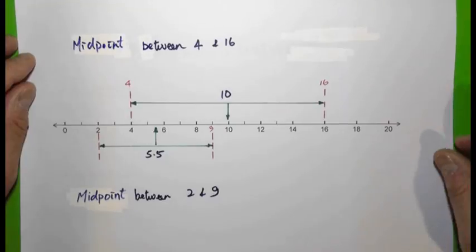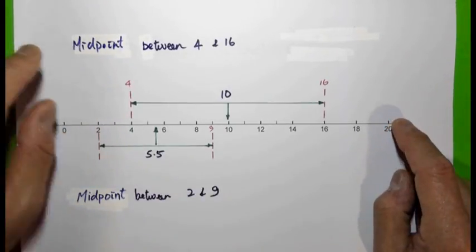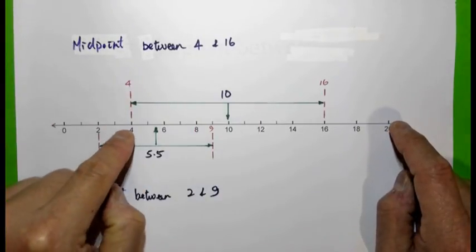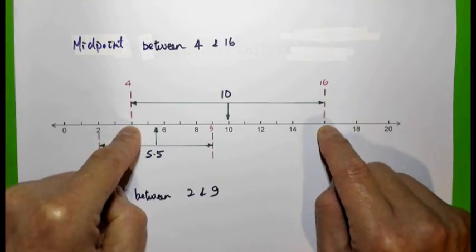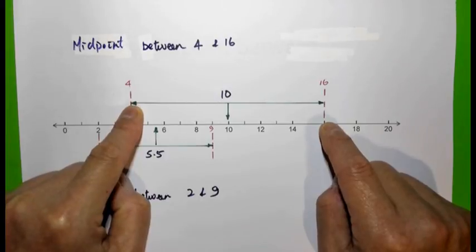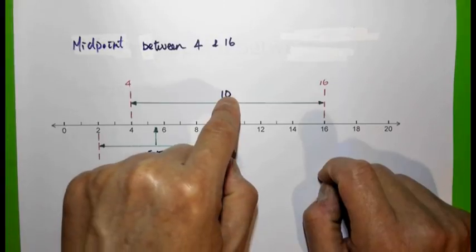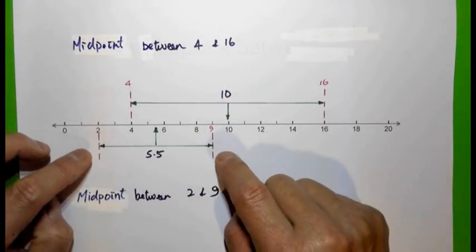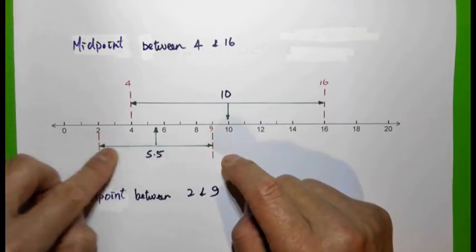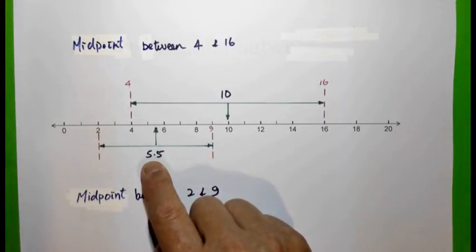We can use a number line. Let's look at a number line from 0 to 20. The midpoint between 4 and 16 can be found if we indicate 4 on that line and then 16 on that line. Find the distance between 4 and 16, halve the distance, and we know that the midpoint is 10. Same with 2 and 9 as well. We know where 2 is, 9 is. The distance between 2 and 9, halve it, and we get 5.5.